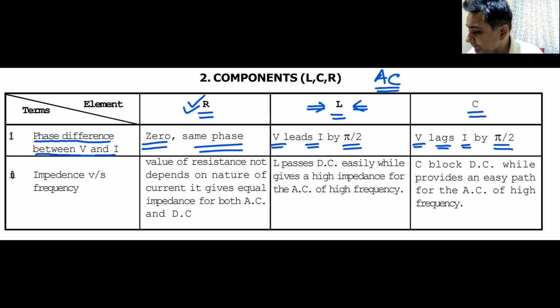Please note it down. I'll give you a minute to note it down. Completed, sir. Everyone completed this? Yes, sir.